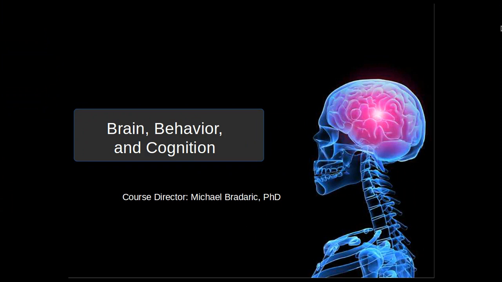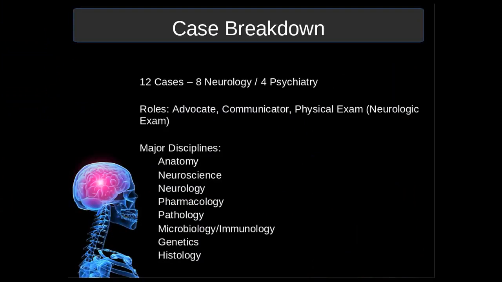Okay, so this is the introduction to brain behavior and cognition. I'm the course director. This is Dr. Braderick. I just want to give you guys a brief breakdown of the cases. For this block, we've got 12 cases, 8 of which will be neurology/neuroscience, and 4 will be psychiatry. We'll have a few role sessions, we'll have advocate communicator, and we will teach you the physical exam based on neurology, also called the neurologic physical exam.